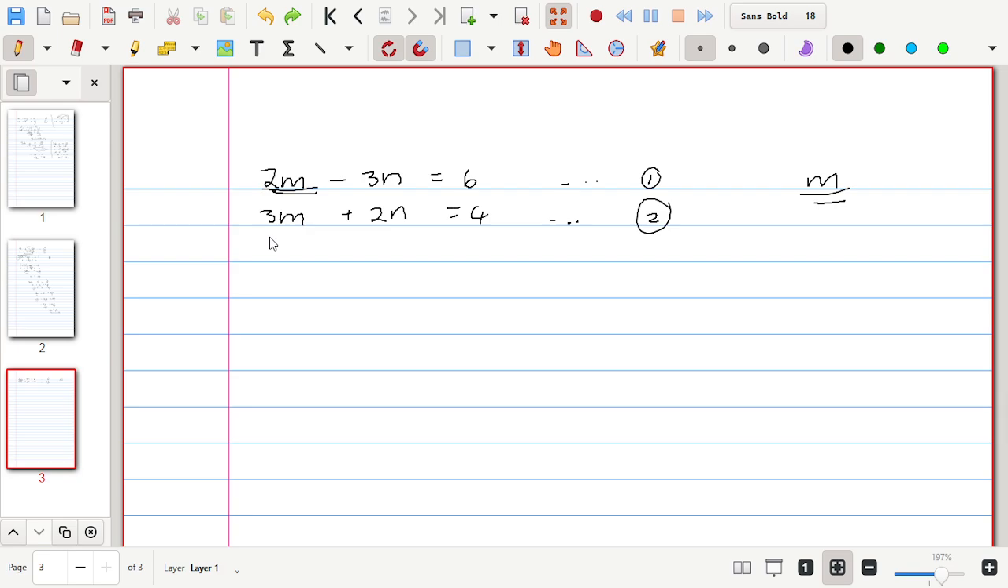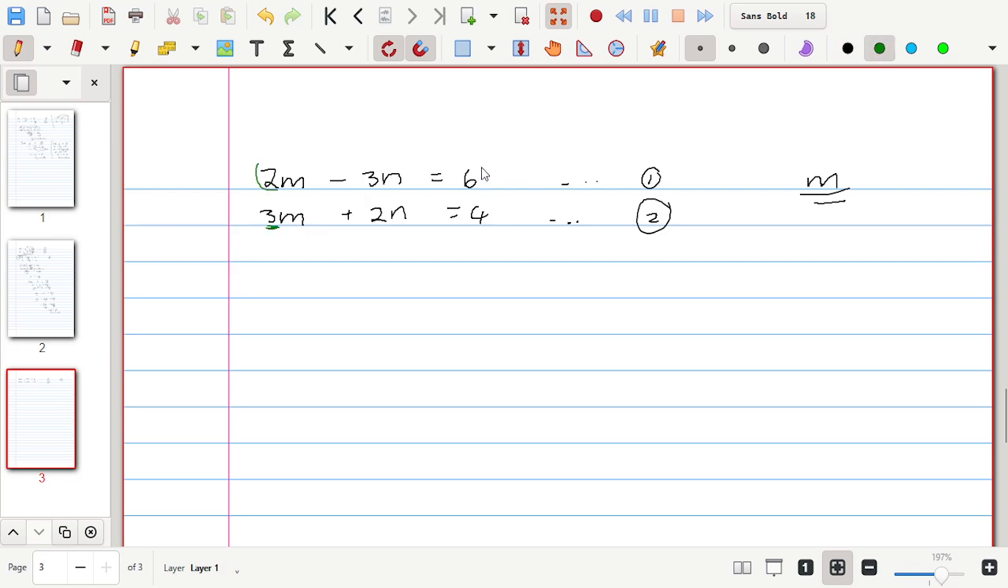You would have to multiply it by some type of a fraction. Or even if you ask yourself, what can I do to 3m so that I get it in the form of 2m? Once again, that's not possible if you're using just a whole number. You need a fraction.